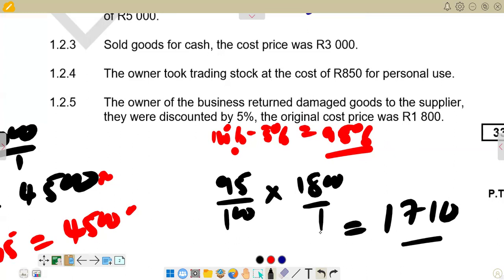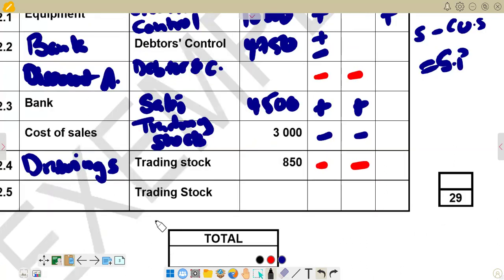So if you come here, you'd see that these are trades. We are going to credit our trading stock. The trading stock has already been credited, and obviously, this is going to reduce our creditors figure. Also, we debit our creditors control. So here we have got our creditors control.